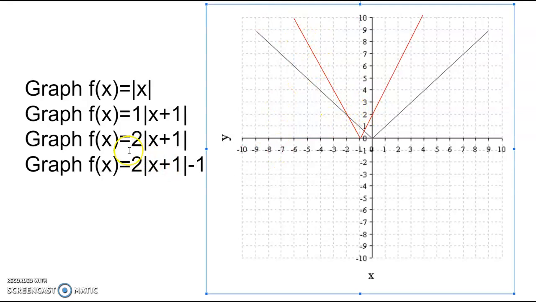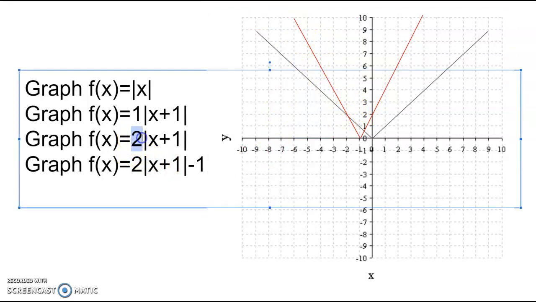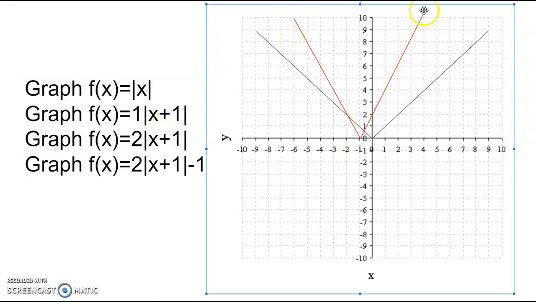And so as you increase the value in front of the absolute value, it's actually going to make the graph thinner or tighter, and if you decrease it, so if it was 1/2 times the absolute value of x plus 1, the graph is going to look a lot wider.